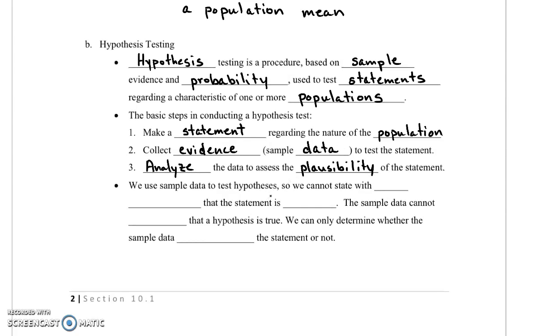So we use sample data to test a hypothesis. That means we cannot state with 100% certainty that the statement is true. The sample data cannot prove that a hypothesis is true. We can only determine whether the sample data support the statement or not.